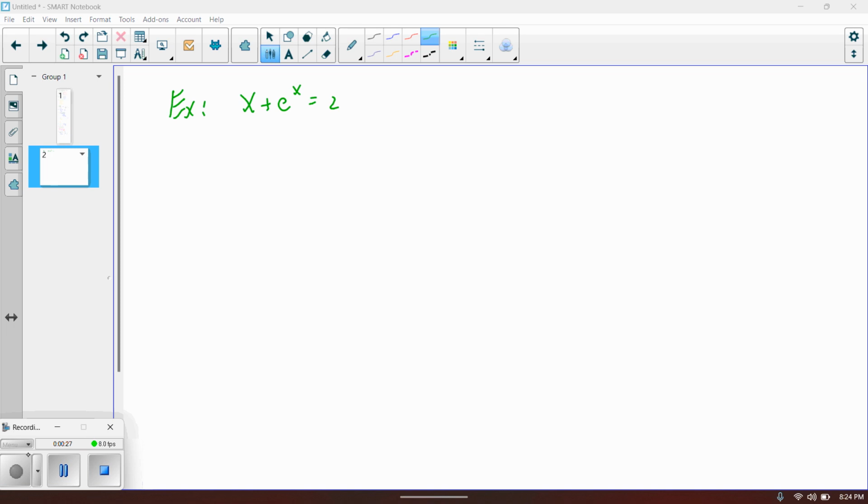So if we have something like x plus e to the x equals 2, what you should notice is that you have a combination of a linear function and an exponential function being added together. So we can't use some of the same properties and some of the same things that we did in order to solve either exponentials or linear or polynomial type functions. So we're going to go ahead and plug this one into the calculator and see how this works.